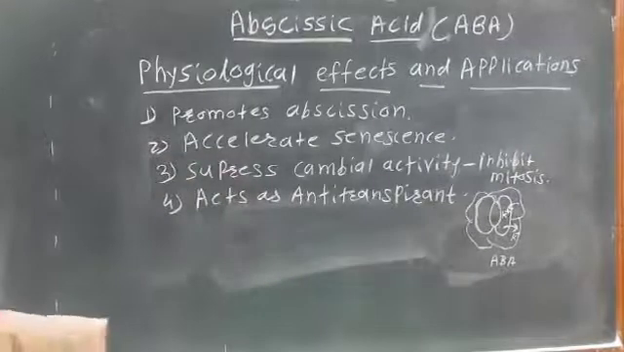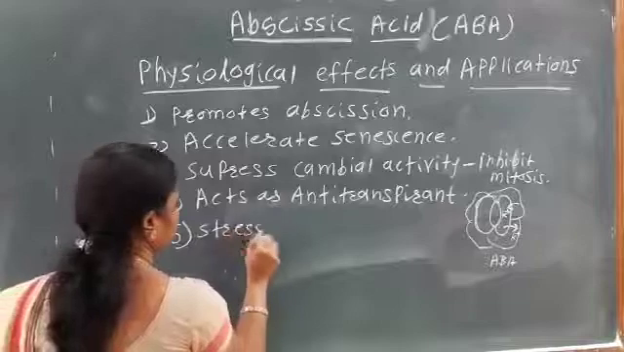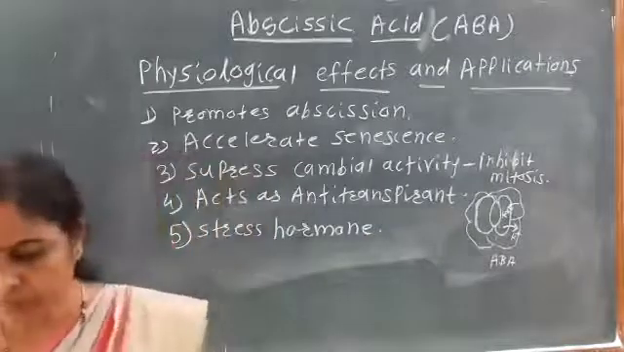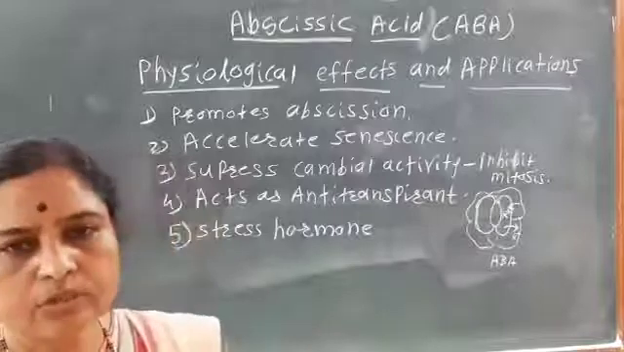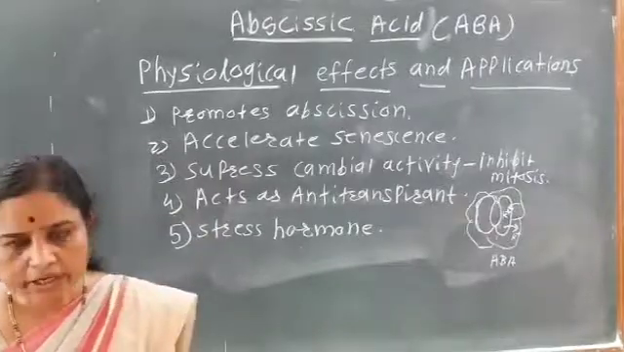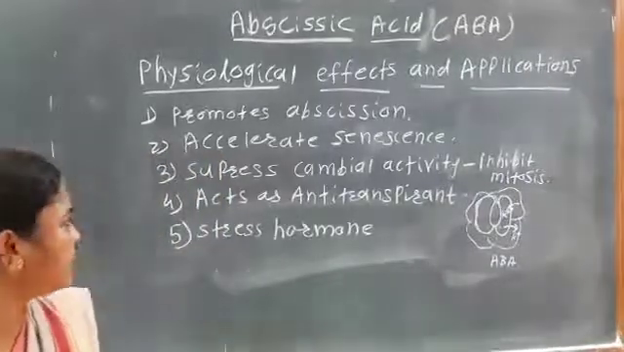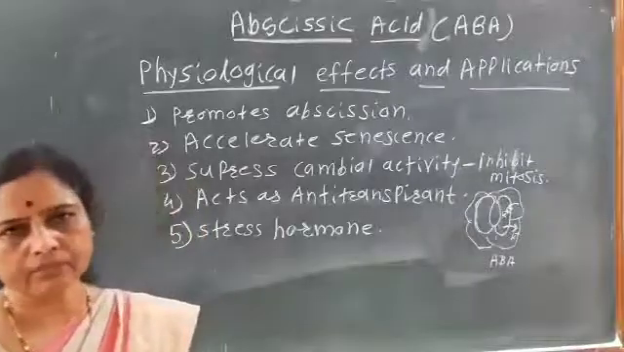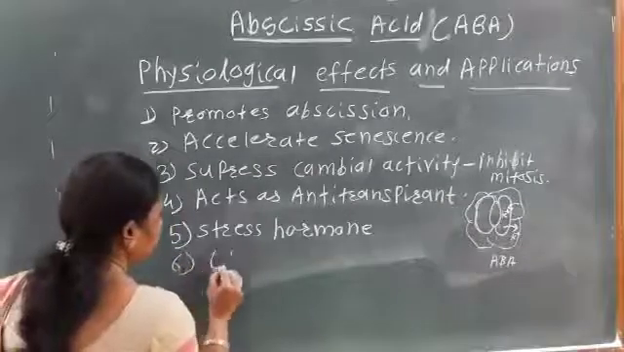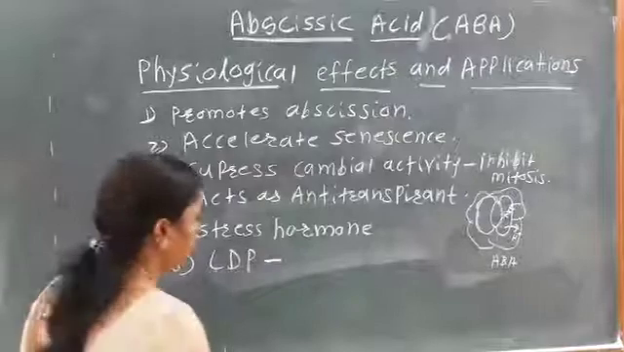And then next, it acts as a stress hormone. It is mainly produced in the drought condition, that is during the adverse environmental conditions. म्हणजे ड्रॉट कंडिशन असेल, कमी पाण्याच्या वेळेस जेव्हा पाणी कमी प्रमाणात असेल, ड्रॉट कंडिशन असेल, तेव्हा हे स्ट्रेस हार्मोन म्हणून काम करतं. Then next, that is in the LDP, that is long day plant. LDP म्हणजे काय, long day plant, it inhibits flowering.